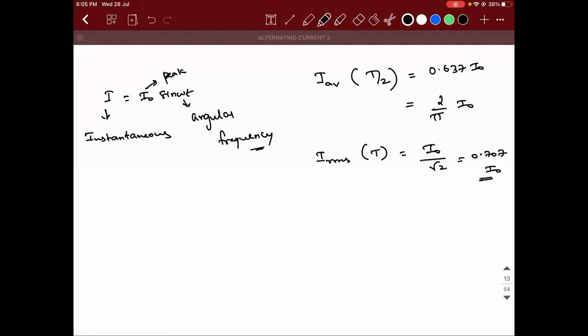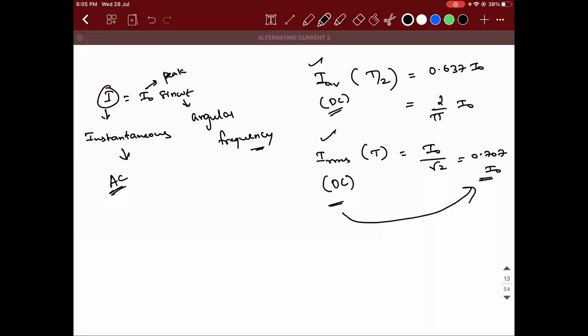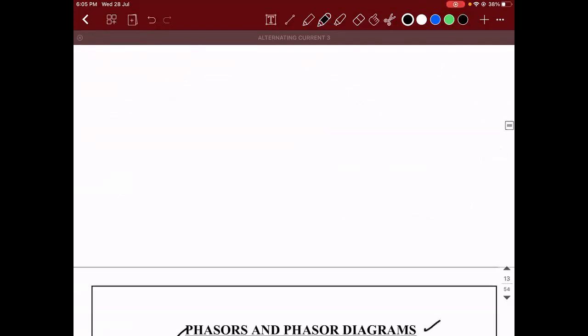So with the basics in our mind, one point that needs to be remembered is that the instantaneous value stands for alternating current, but I average and I RMS represent the direct current, because these are the equivalent direct currents which are generated from the alternating current. Okay, so 0.707 times I naught is what the question is.